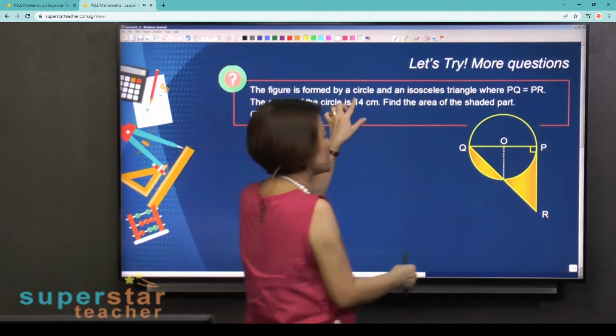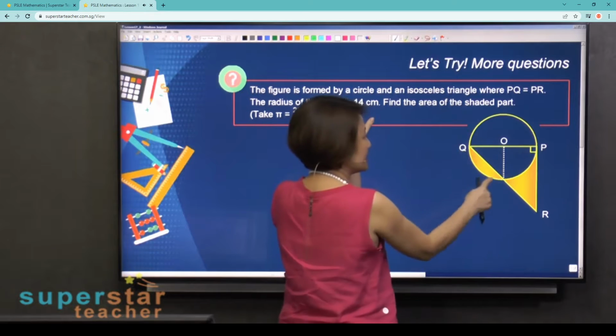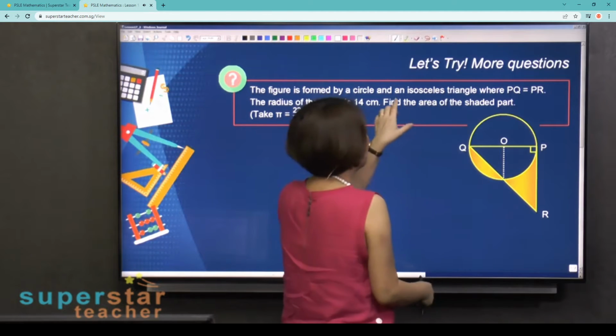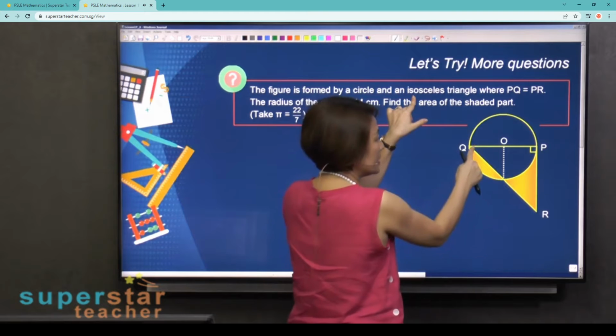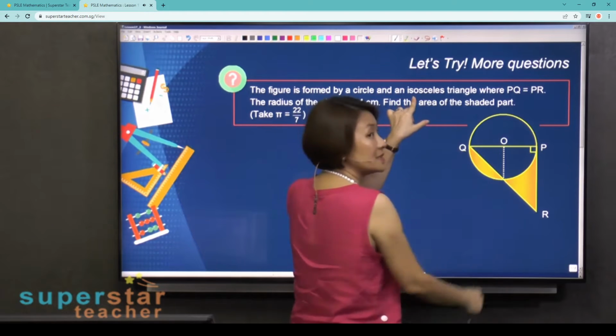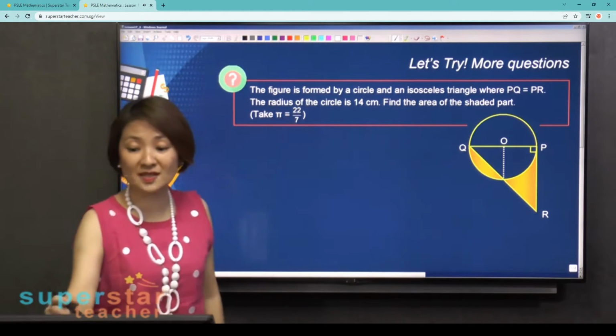So the figure is formed by a circle, so this is what I'll do. Okay, there's a circle, okay? Just like doing a stock take. And an isosceles triangle. So where's the triangle? Here. And they say that this triangle is an isosceles triangle. So review, what is an isosceles triangle?